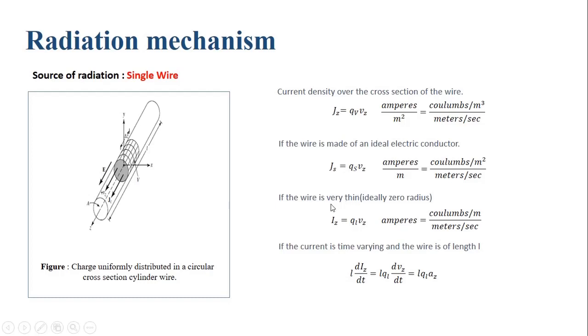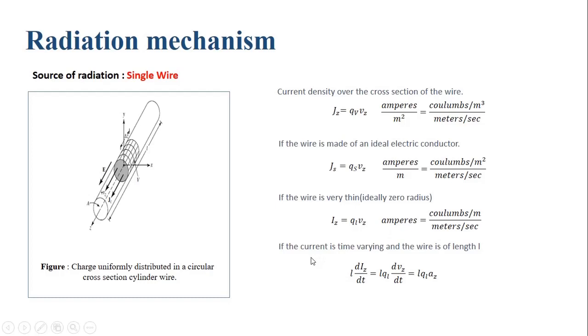Now, if the wire is very thin, then the current in the wire can be represented by Iz equal to QL into Vz. Here QL is the charge per unit length, and the current is expressed in amperes.